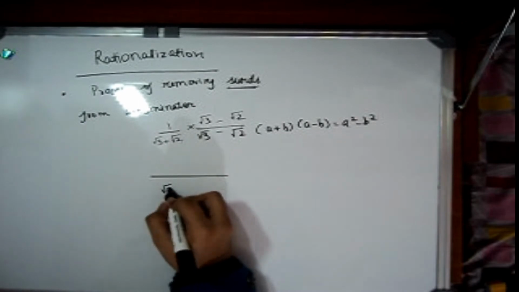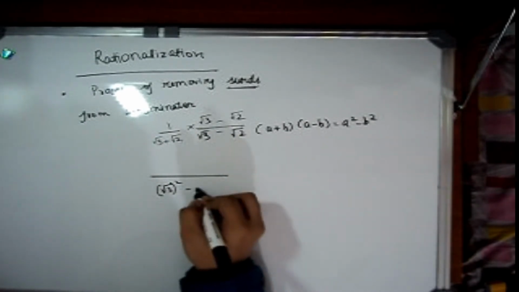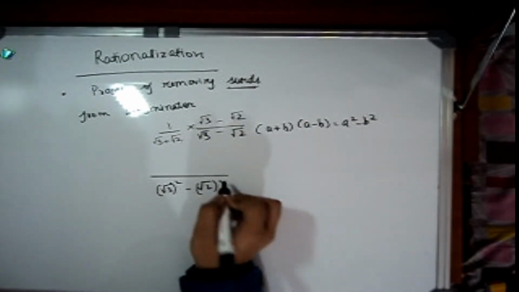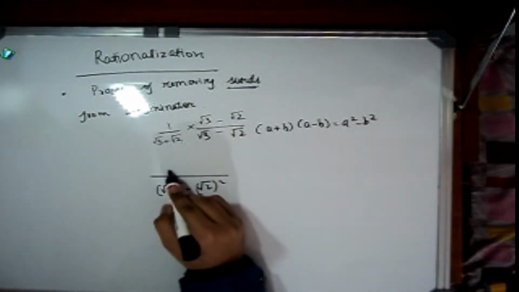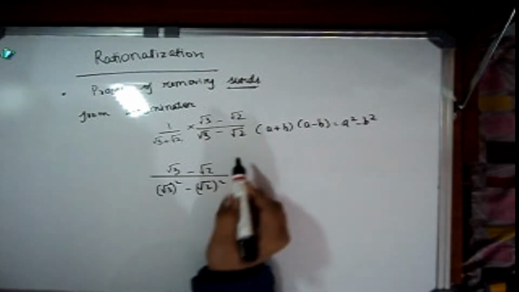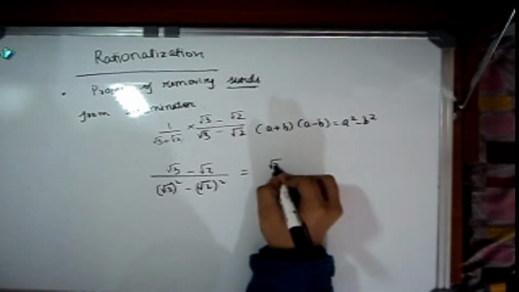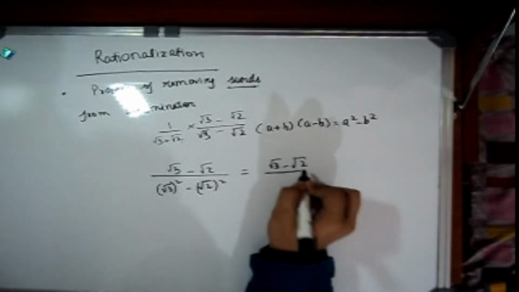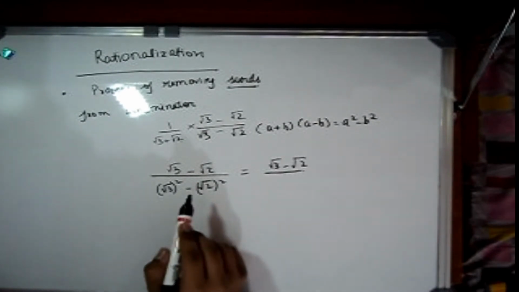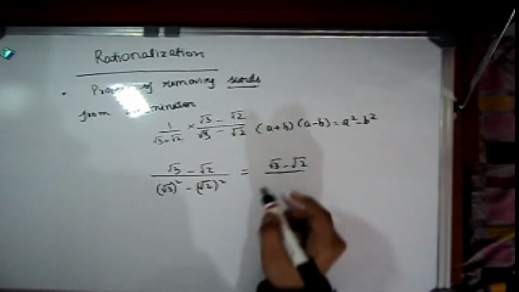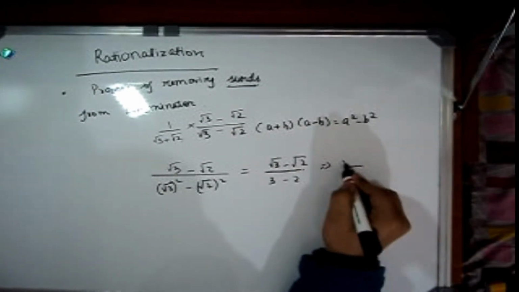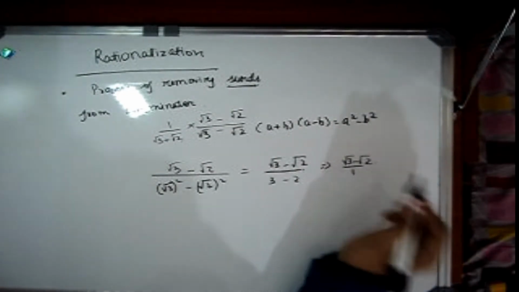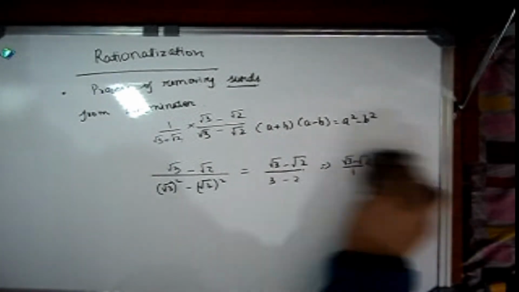To simplify this, the denominator is root 3 square minus root 2 square, and in the numerator, root 3 minus root 2 into 1 is root 3 minus root 2. Root 3 square is root 3 into root 3, which is equal to 3, and minus 2. So by 1, root 3 minus root 2 will be the answer.